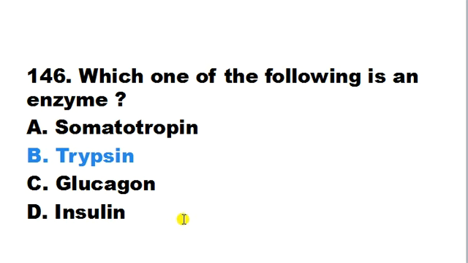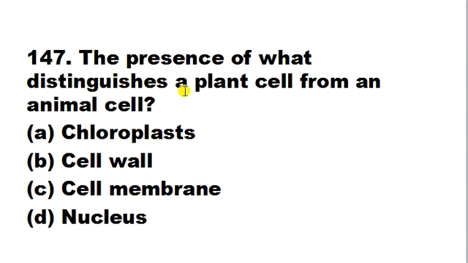The presence of what distinguishes a plant cell from an animal cell? Chloroplast, cell wall, cell membrane, nucleus. They are asking about the difference between a plant cell and an animal cell. That means what feature or presence separates a plant cell from an animal cell. So the plant cell has the cell wall, while the animal cell doesn't have a cell wall. So here the correct answer is B. Cell wall is contained by the plant cell, while the animal cell doesn't have a cell wall.